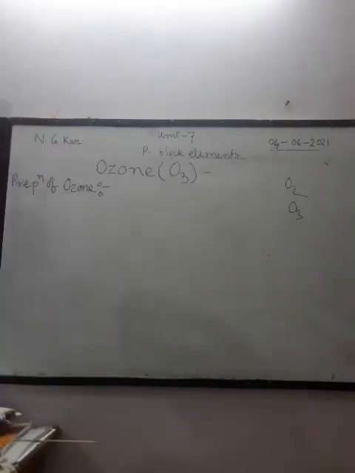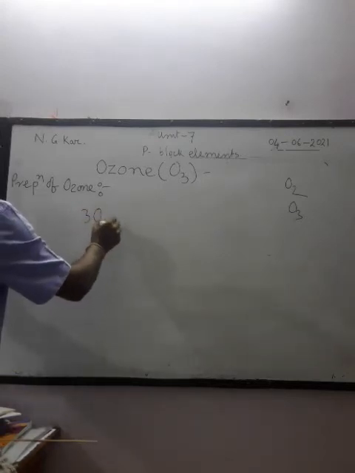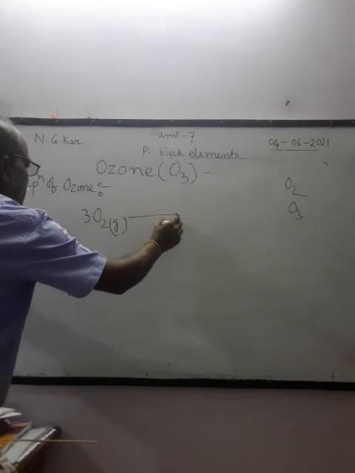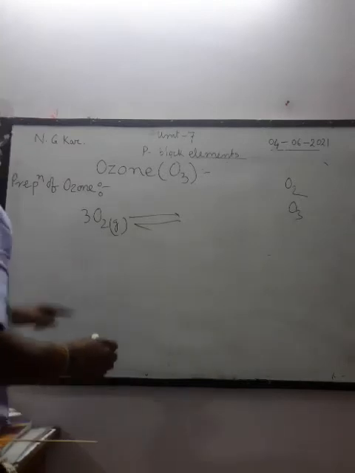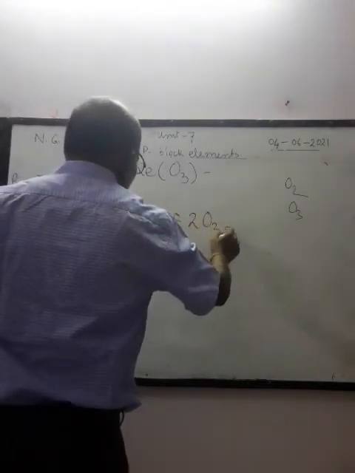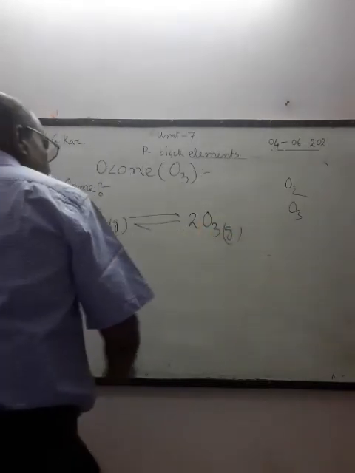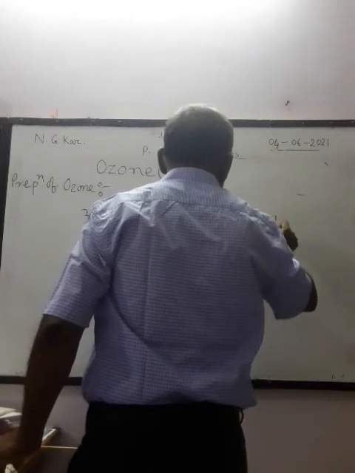Now, when silent electric discharge is passed through pure and dry cold oxygen gas, then one part of it is converted to ozone, and this reaction is endothermic.